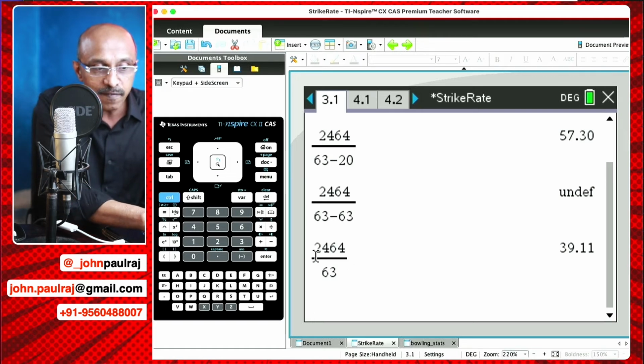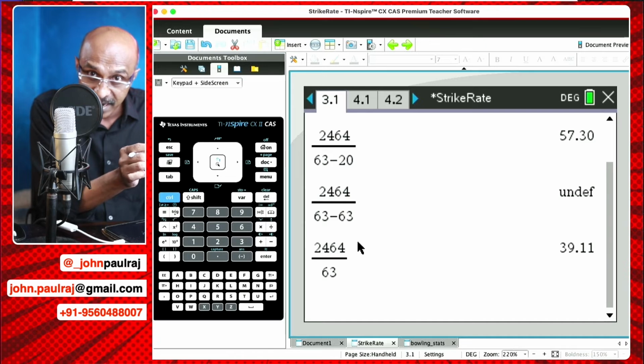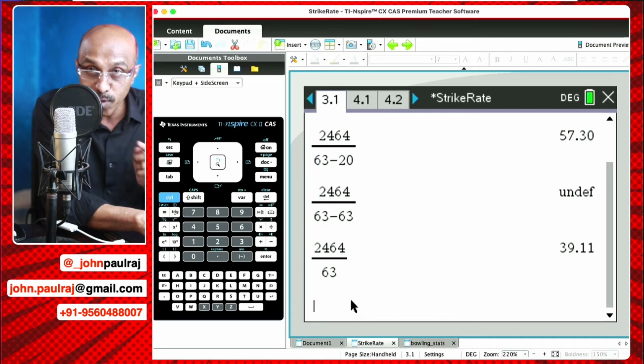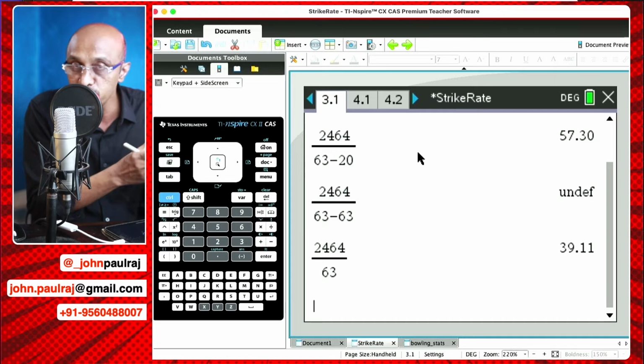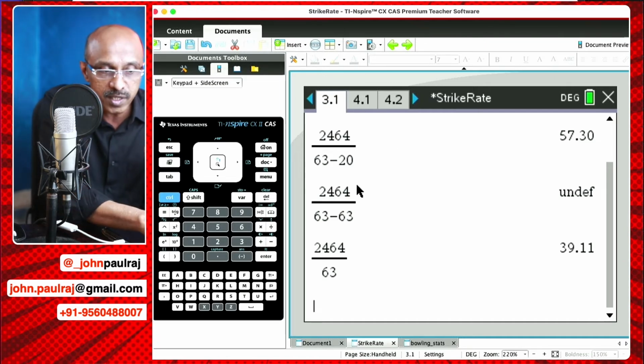In this case, if 2464 gives you the total number of runs scored in the 63 different innings, we have to divide it by 63, right? So this definition of the average is more mathematical. The other definition that is being used in cricket probably is just a comparison of the total number of runs divided by the total number of times he got out. Okay, so we are going to use this definition.